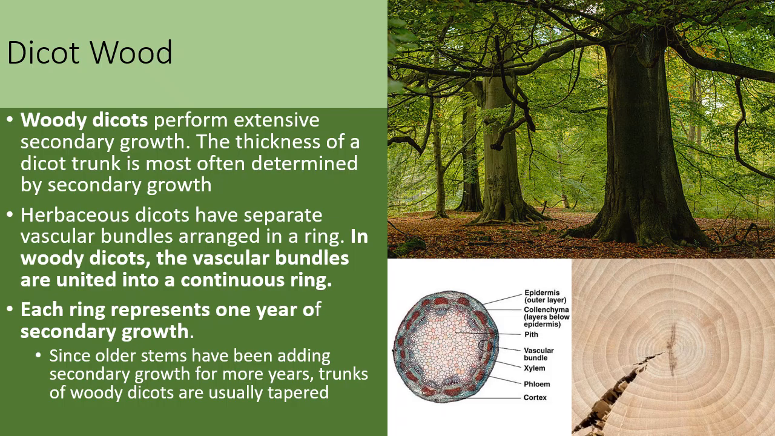Dicots, on the other hand, usually perform extensive secondary growth. So most of the trunk thickness is not determined by primary growth. Usually dicots are producing relatively thin new stems, and then those stems thicken substantially as a result of secondary growth around the circumference of the stem.